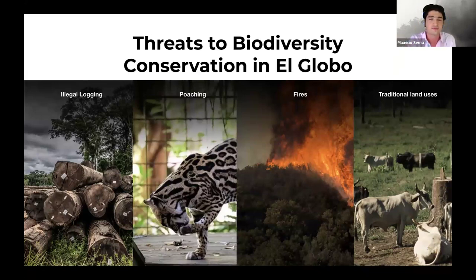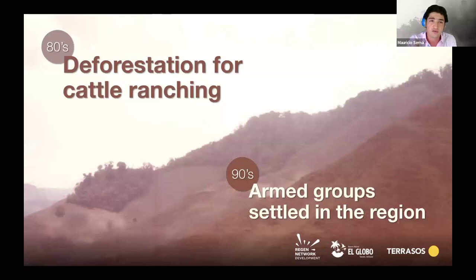So El Globo was dedicated to deforestation and cattle ranching. And as I was telling you, in the 90s, there was this armed group that settled in the region, and my family couldn't come back. This is how El Globo looked 30 years ago. And now you're going to see how, because of the activities that we've done, El Globo has grown the forest again.